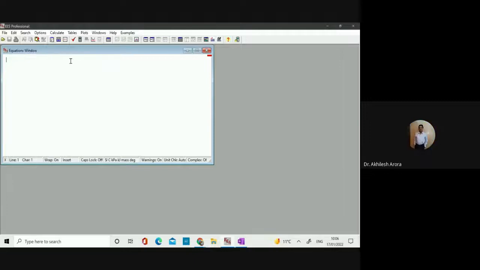I am writing the parameters here. Okay, first of all, let us see here. You can see EES. There are different icons here: file, edit, search options, calculate, tables, plot, windows, help, examples. बहुत कुछ दे रखा है यहाँ पे.